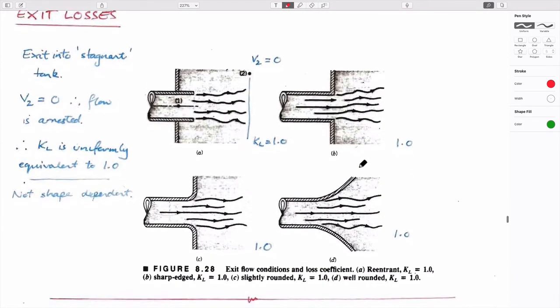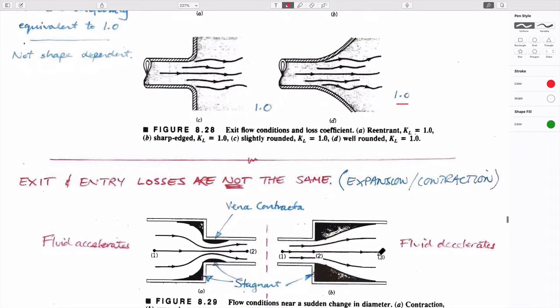Exit losses are the same thing. You're decelerating a fluid, it's going at some velocity here. In a stagnant tank, it's going at zero velocity some distance away from there. And so again, the geometry of the exit seems to matter less for some reason. I don't know why. Even with a relatively gentle change from a prescribed velocity to zero velocity, these magnitudes don't change very much. I'm not really sure why that is.